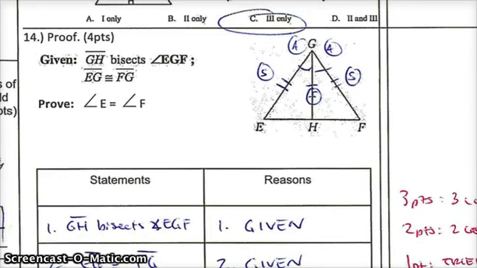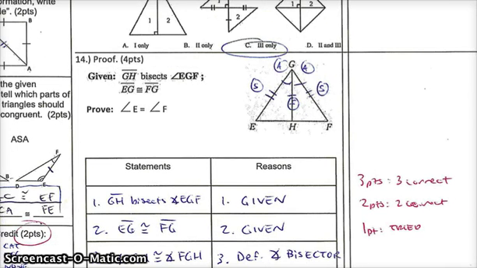Question number 14 with the proof. GH is to bisect EGF. So this is the angle up here. It's cutting in half this angle up here. So there's your congruent marks. EG is congruent to FG. And then you have reflexive. So this would have been side, angle, side.